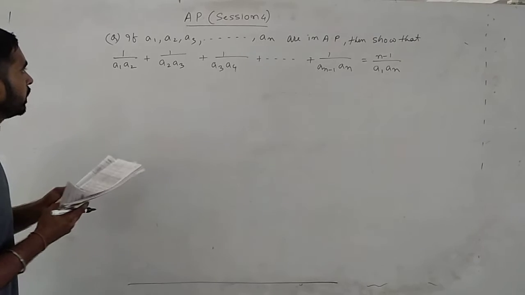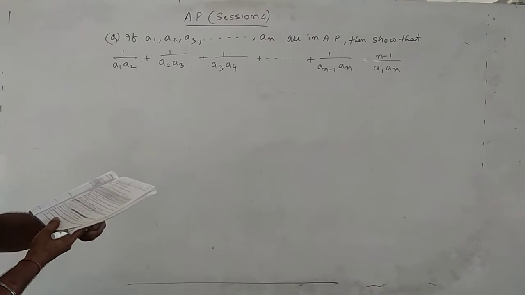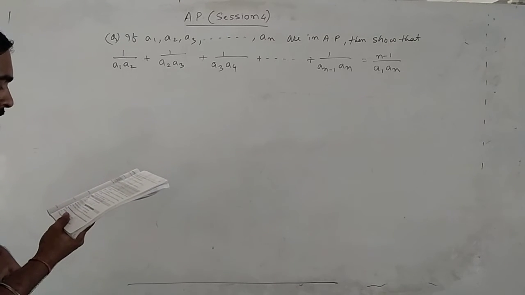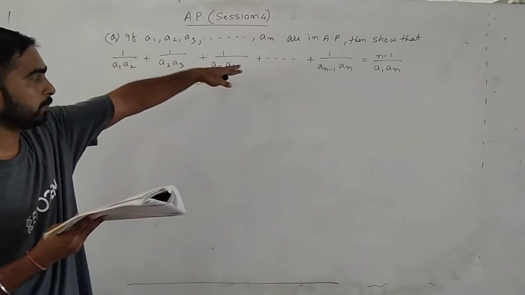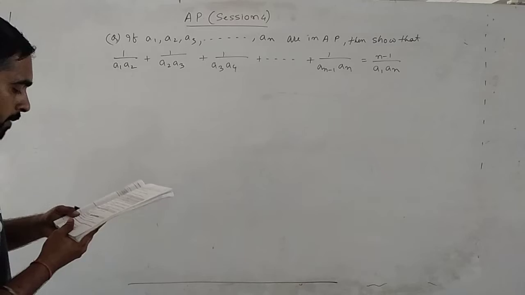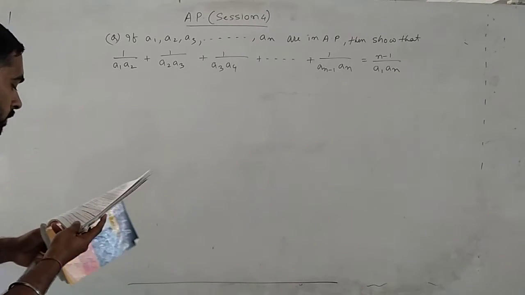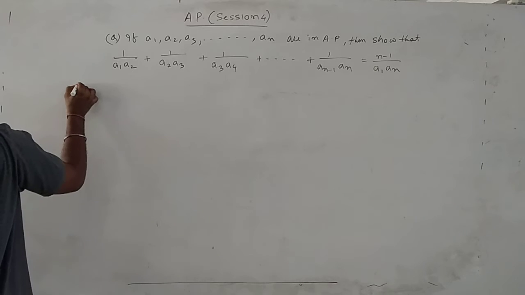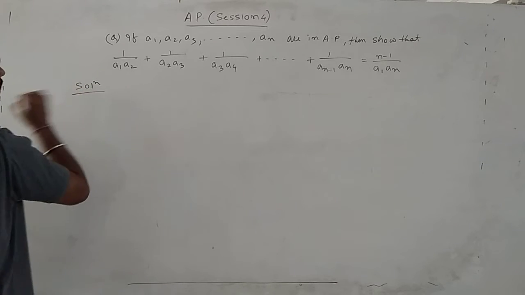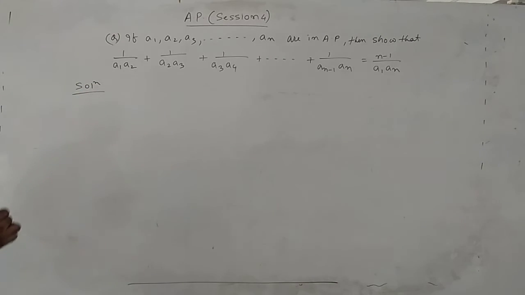If a1, a2, a3, up to an are in AP, then show that 1 by a1 a2 plus 1 by a2 a3 plus 1 by a3 a4 plus up to 1 by an minus 1 an is equal to n minus 1 by a1 an. Okay, now this question has a specific process to solve this one.